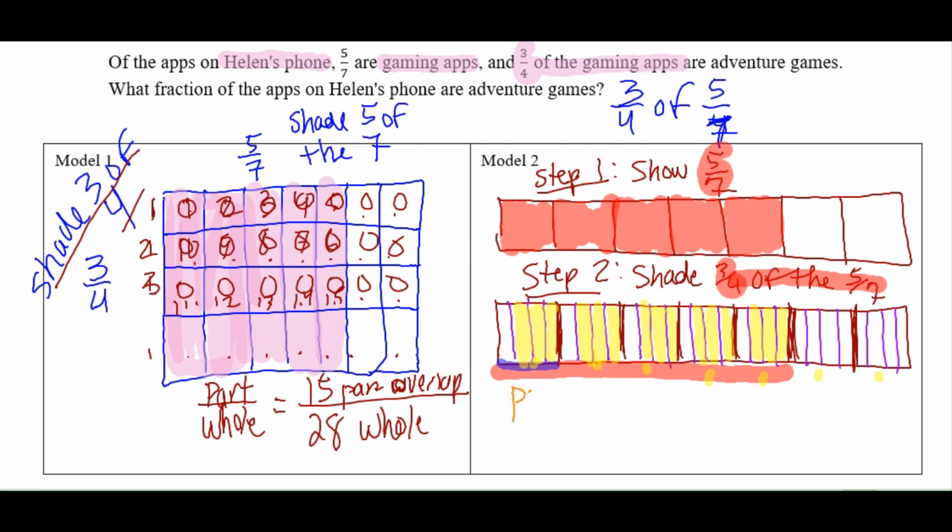So I know a fraction is a part out of a whole. So I'm going to count up my number of 3/4 in 5/7, which is 1, 2, 3, 4, 5, 6, 7, 8, 9, 10, 11, 12, 13, 14, 15. So 15 is the 3/4 in the 5/7. That's the part, the numerator. And then the whole is 28. So notice that I get the same answer, 15/28, the same answer that I got in my calculations.